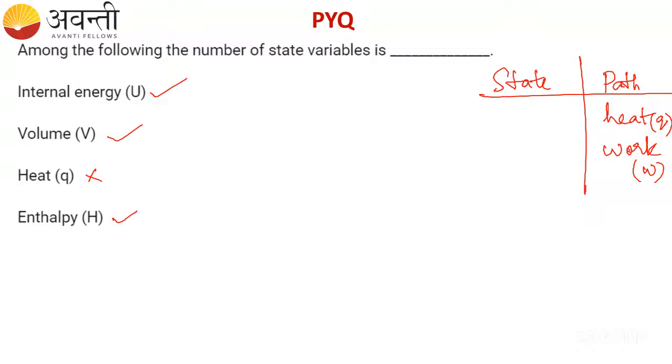So the answer is 3. Are you all getting my point? Can you all recollect the concepts we have studied in the class? Except heat and work, all others are state functions. Okay? Shall we go ahead with the next question? Yes. Good.